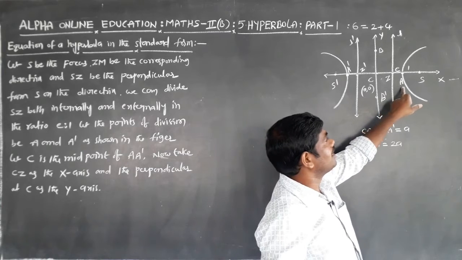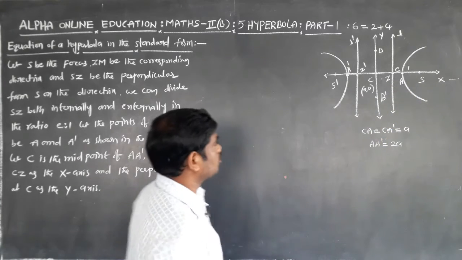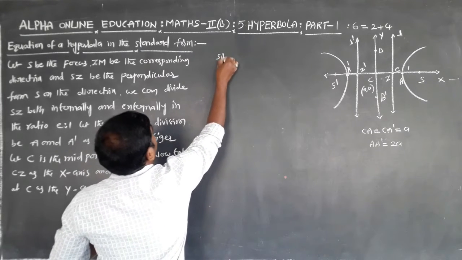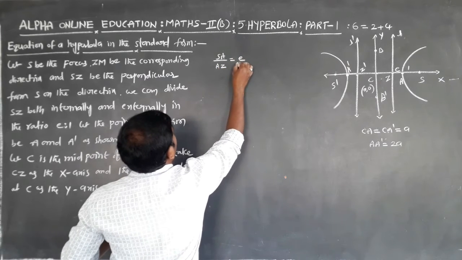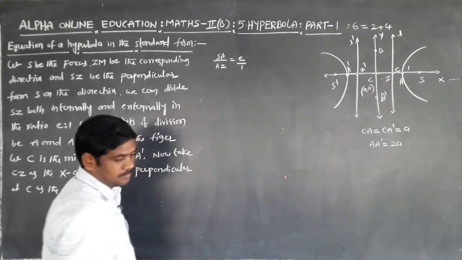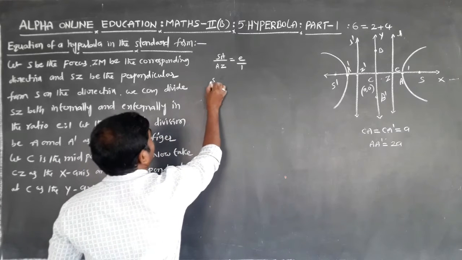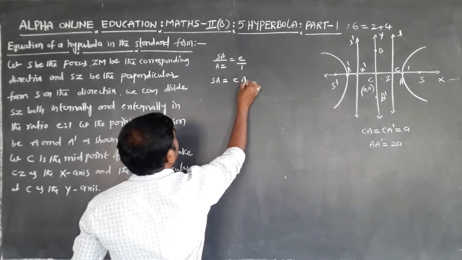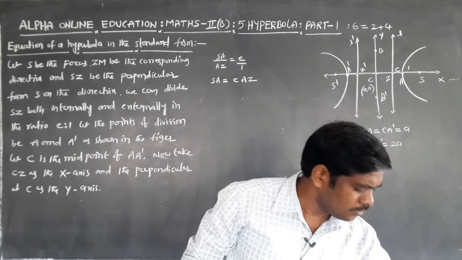Here A divides the line segment SZ in the ratio E:1, so SA by AZ equals E by 1. So SA equals E into AZ.